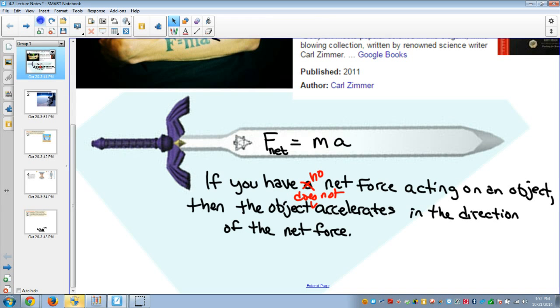So this is huge. You can switch it around, and that helps me identify which force is bigger when I have lots of forces acting on an object, because I look for the acceleration. If it's accelerating, then there's a net force. One of the forces is bigger than the other. If there's no acceleration, then the forces have to cancel each other out. It's as simple as that.